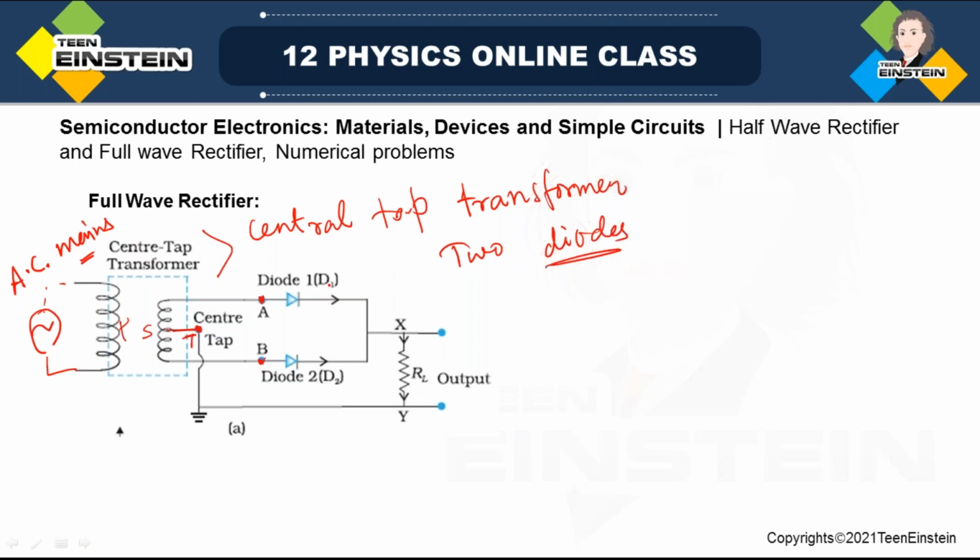We are taking two p-n junction diodes. One is named D1, another one is named D2. Okay, there are two diodes. Now see how the diodes are connected. This is very important. You should understand this. You should understand the difference between full wave rectifier circuit and half wave rectifier circuit.